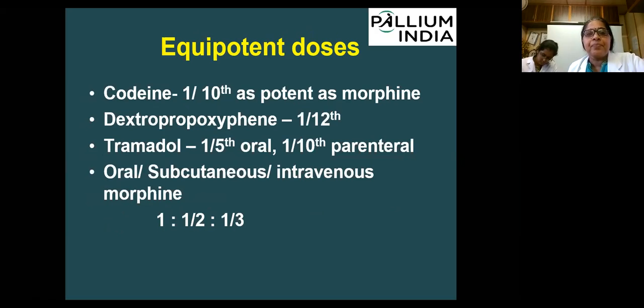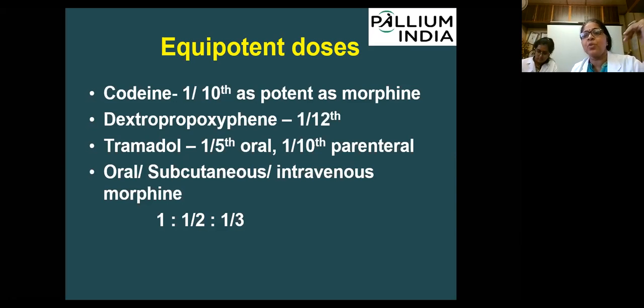Next slide, please. So when we talk of how we decide doses, we always go with morphine as the base dose. We decide everything based on the dose of morphine. When we talk of equipotent doses, we say codeine is 1/10 potent. This is potency. And tramadol is 1/5 oral, 1/10 parenteral. And when we talk of oral, subcutaneous, and intravenous morphine, it is 1:1/2:1/3, which means you have to halve the oral dose when you give it subcutaneously. You have to make that dose 1/3 when you give it intravenously.